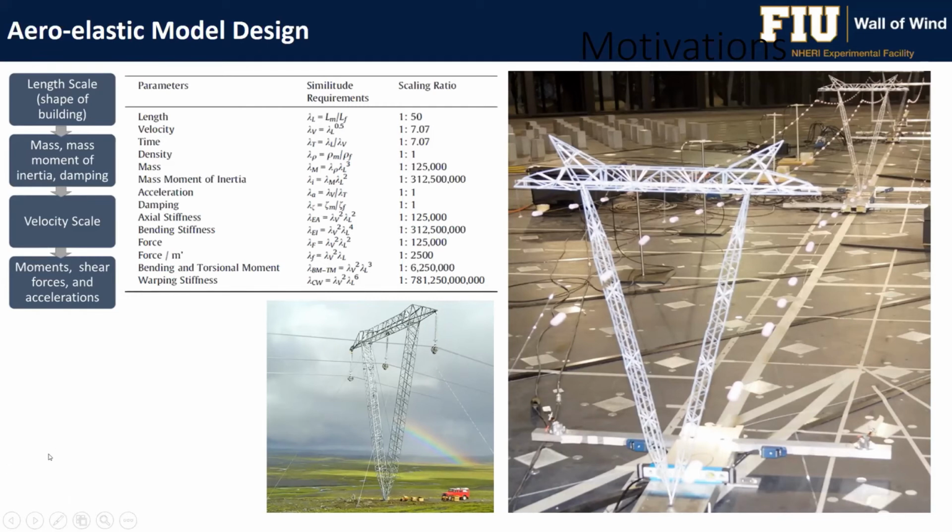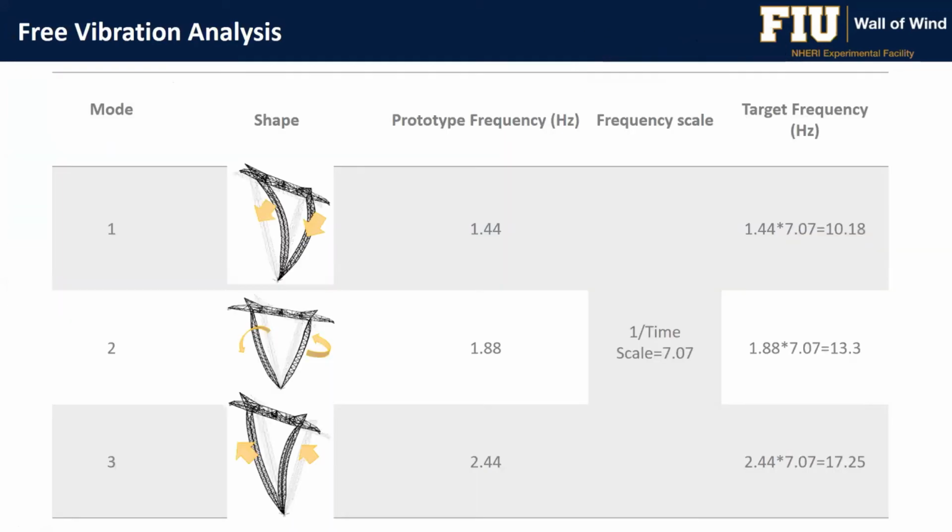I should say that this is iterative because it's very difficult and challenging to satisfy all of these requirements. So sometimes we have to work around these conflicting scaling ratios. Okay, next please. For example, for this transmission line project, we determined the essential mode shapes and frequencies.